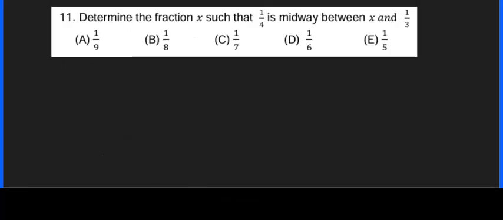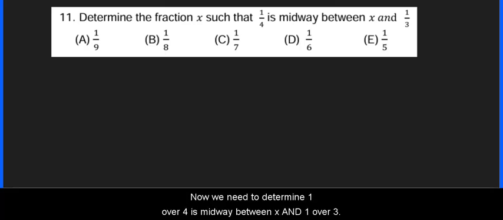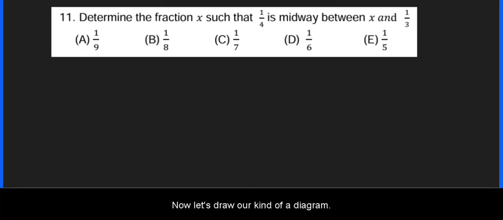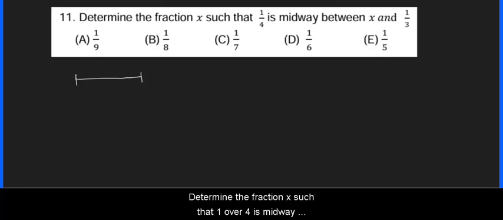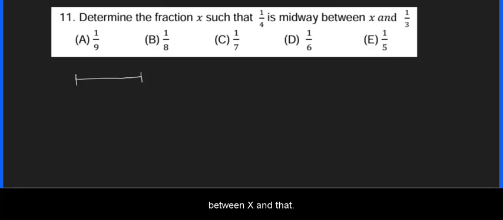Question 11. Determine the fraction x such that 1 over 4 is midway between x and 1 over 3. Now we need to determine x. Now let's draw a kind of diagram. I don't like that color there. I want white. Let's read again: determine the fraction x such that 1 over 4 is midway between x and 1 over 3.